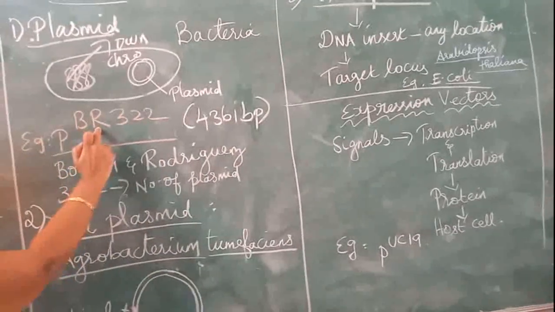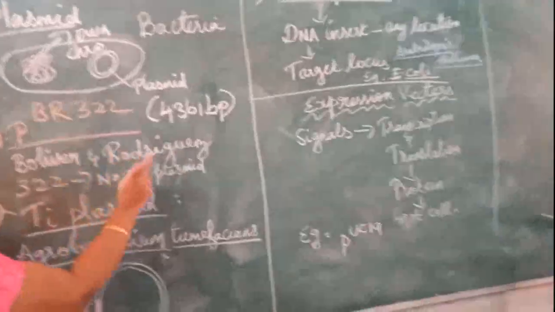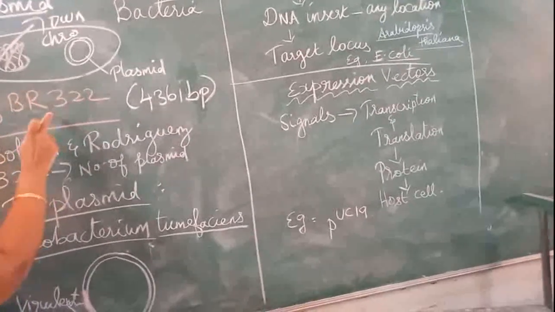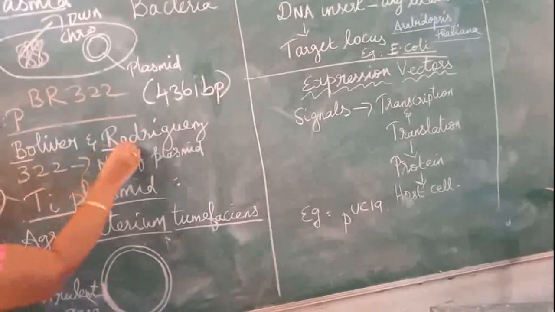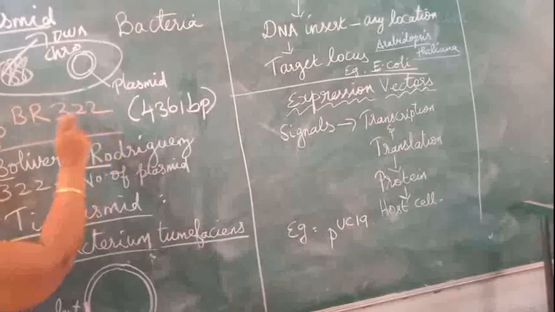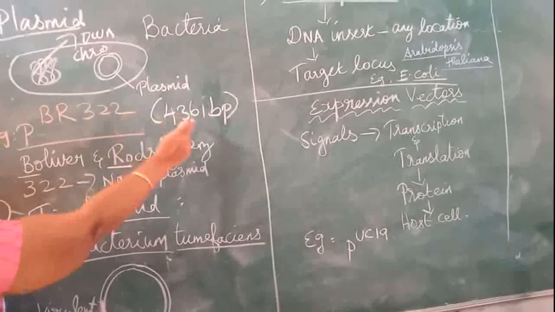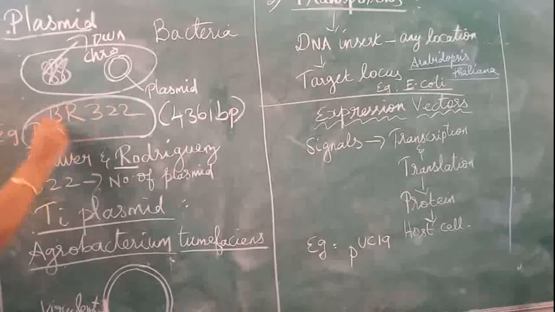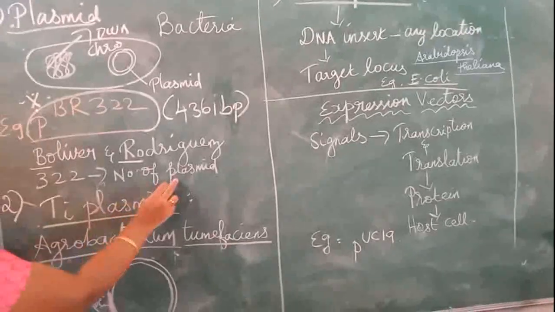So why is it given the name BR? B refers to Bolivar and R refers to Rodriguez. These are the two scientists who discovered this bacterial plasmid. So on behalf of their names, it is classified as pBR. P refers to the plasmid, and B and R are the persons who discovered it. And 322: strains of bacteria from 1 to 322 were analyzed. Out of all of them, the 322nd had a large number of genes. So they chose this plasmid as responsible for the genetic engineering process. This is a widely used plasmid even now. 322 refers to the number of the plasmid.